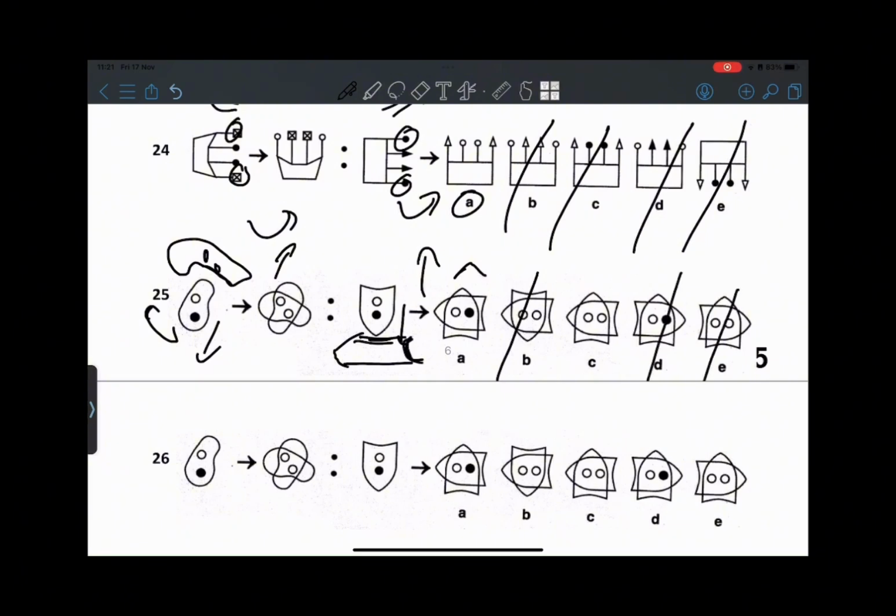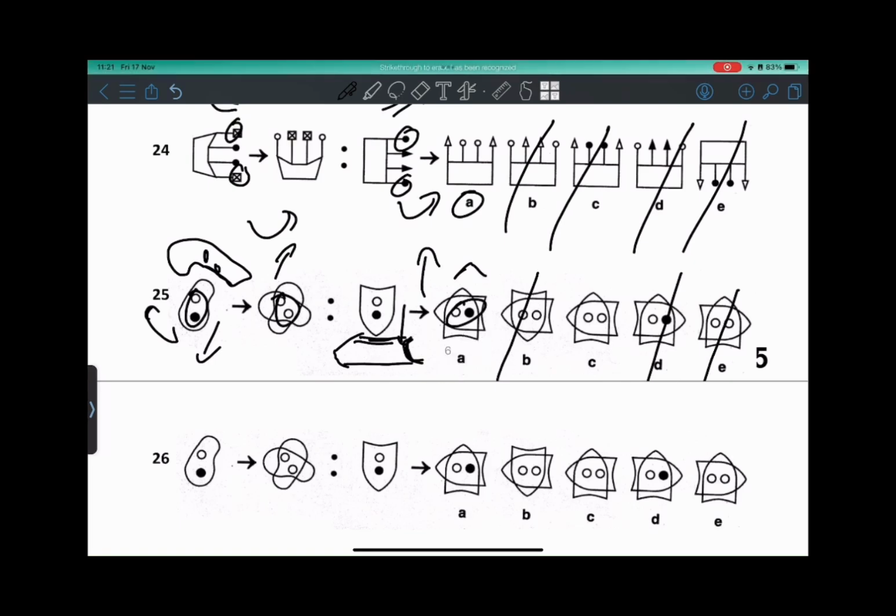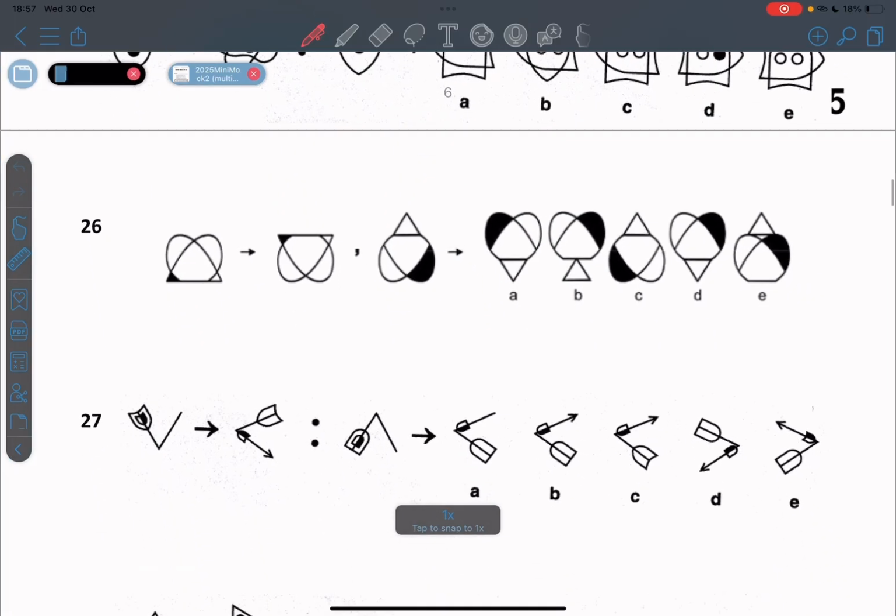So you can cancel out these two. Then you also have the vertical one as well that comes in. And then you just need one that has gone from white circle, black circle, like here, to two white circles. So it can't be A because it's still got white circle, black circle. So you're left with C.